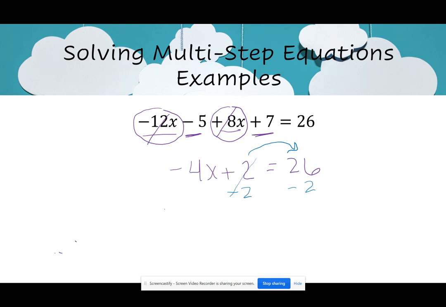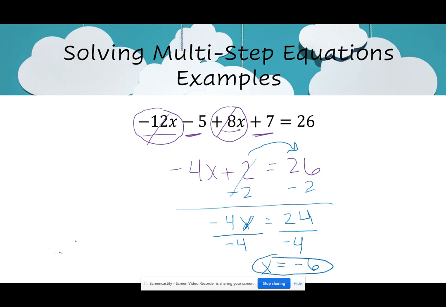So 2 minus 2 is just 0. So we get negative 4x equals 24. And your last step is to multiply or divide to get your variable alone. This is attached by multiplication, so we're going to undo it with division. So we get x equals negative 6. Again, you could plug negative 6 in for every x, and then this side will equal 26.